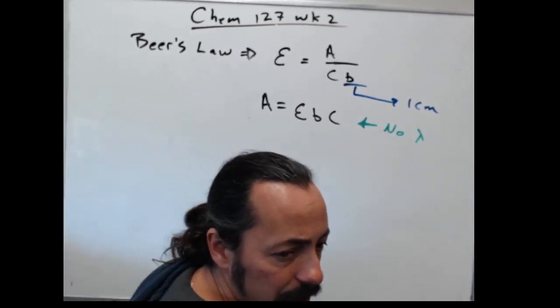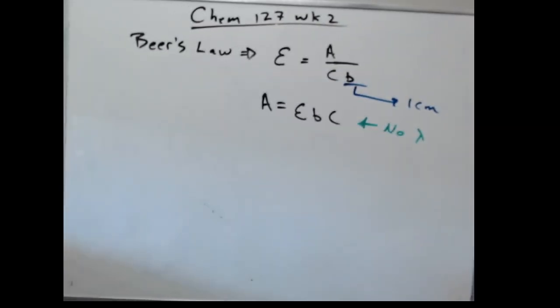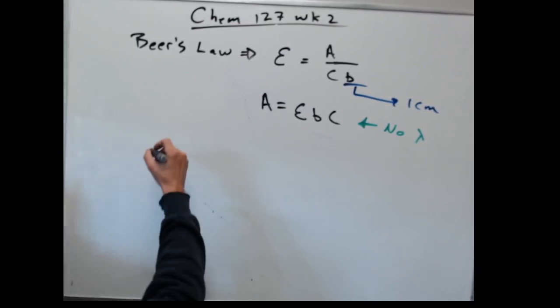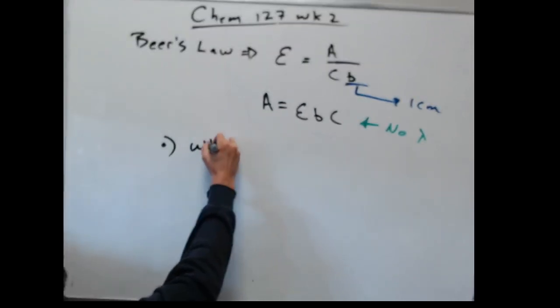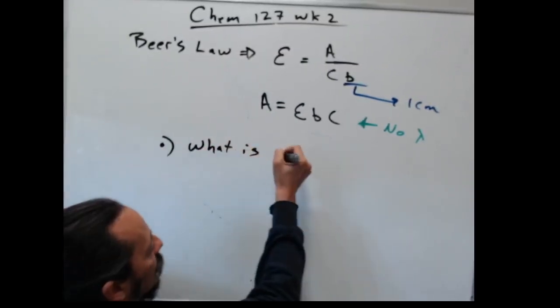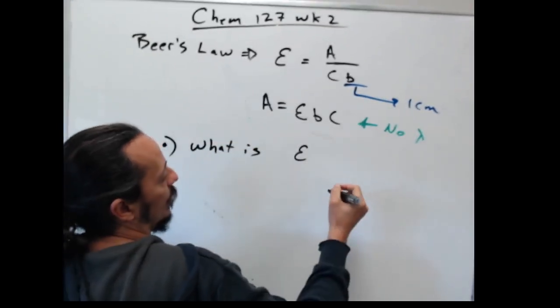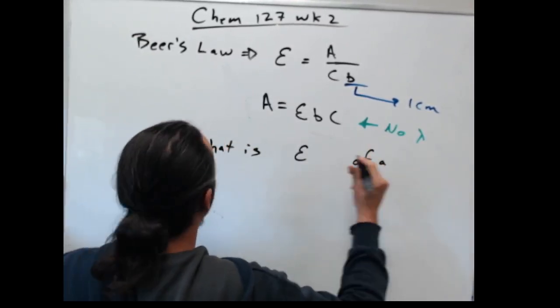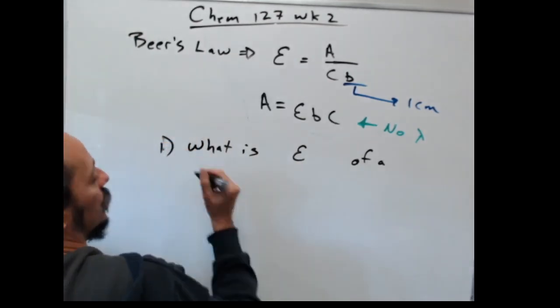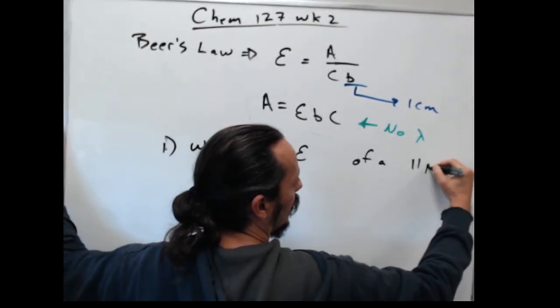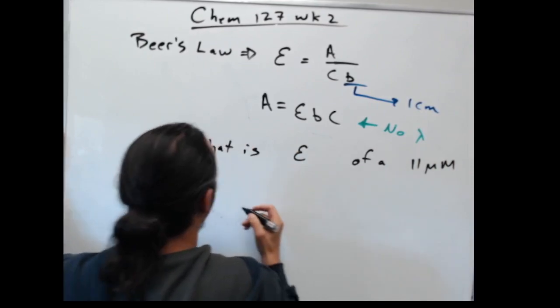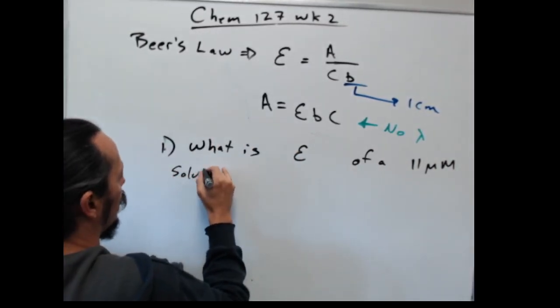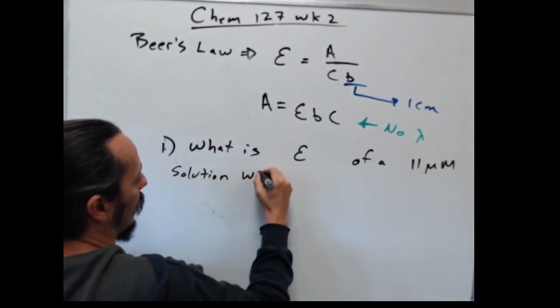Now you said you had a specific problem from the lecture slides? Yeah, so this one's, what is the molar absorptivity of an 11 micromolar solution with an absorption of 0.836? So what is molar absorptivity of a, what was that concentration? 11 micromolar solution. With an absorption of 0.836.